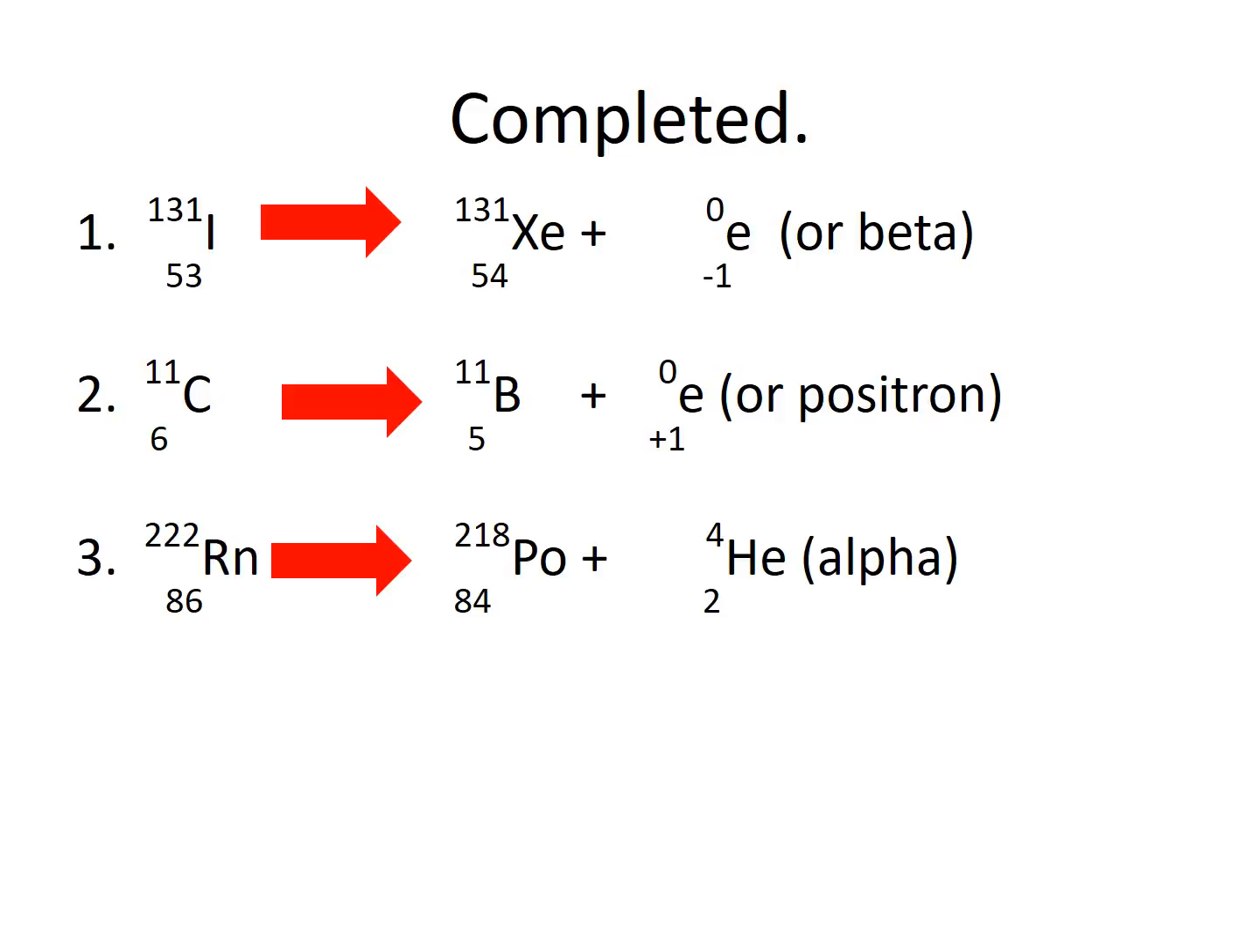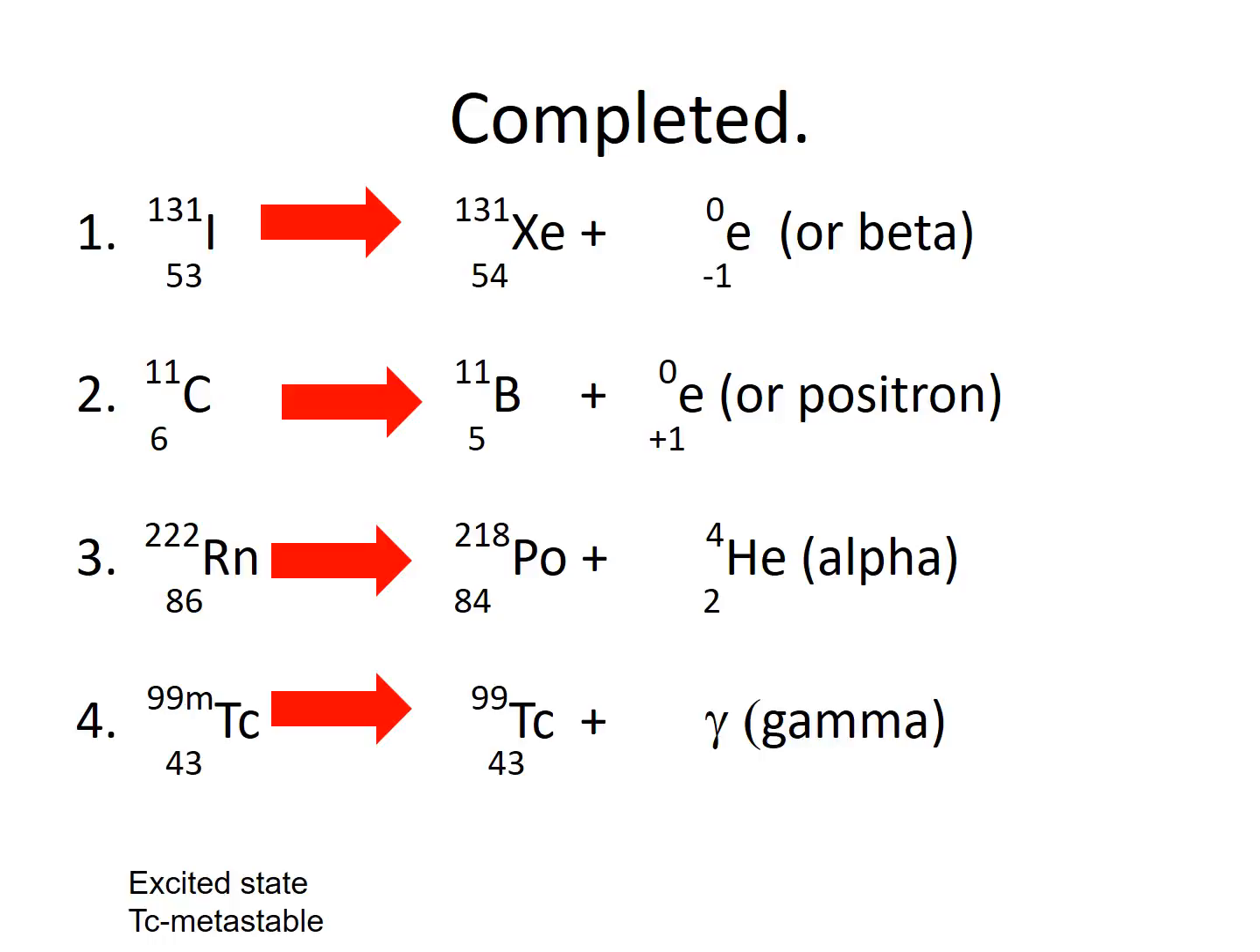In the third one, we have radon giving off an alpha particle and forming polonium-218, Po. You will need a periodic table when you're working these, because you have to be able to look up the element symbols. And finally, the metastable technetium becomes a more stable version of technetium-99 and gives off a gamma particle, 0 0 gamma.